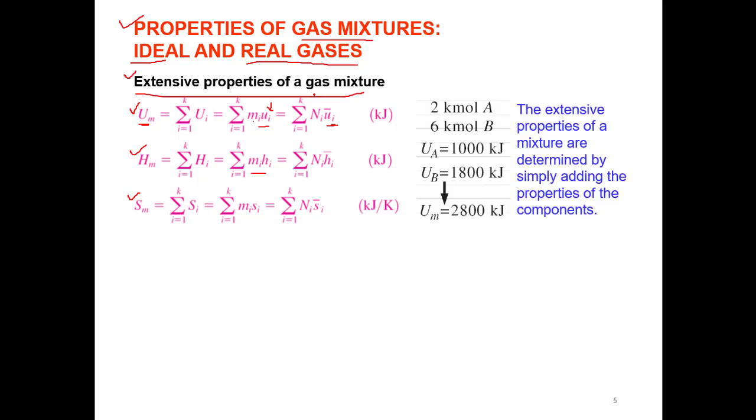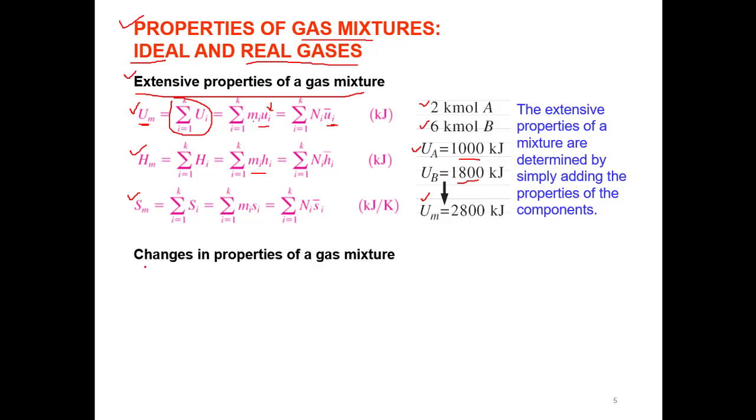Now, consider a small example. Let's say we have a gas A, which is 2 kilomole, and gas B, which is 6 kilomole, and the internal energy of gas A is, let's say, 1000 kilojoule, and of B is 1800 kilojoules. So what will be the internal energy of the mixture? Simply the summation, using this equation. There are two components, so you add them up, and you will get 2800 kilojoule.